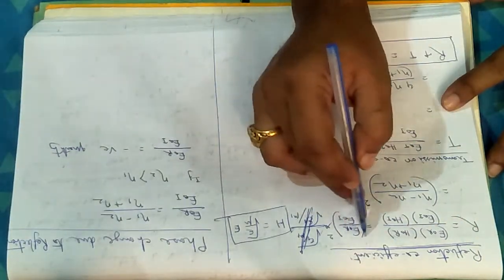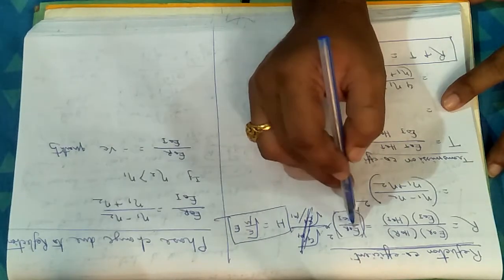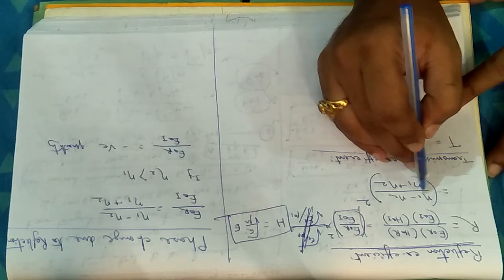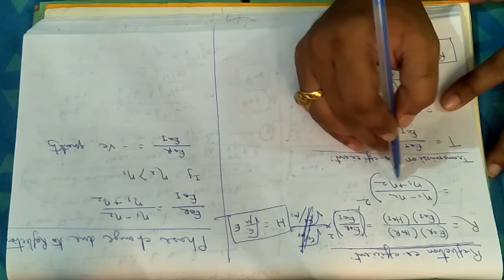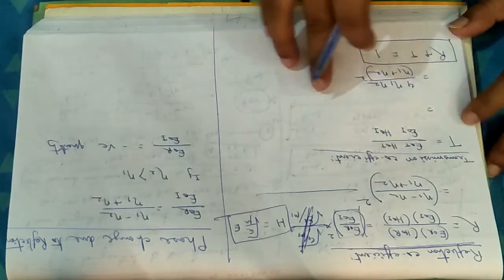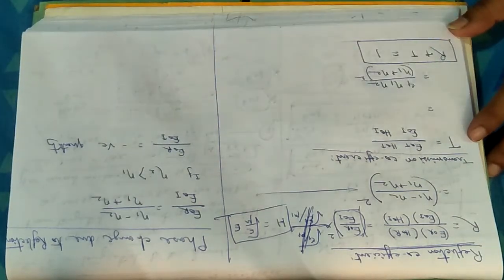Now I know the ratio between E0R and E0I. I have just calculated it. So putting that value, I am getting eta 1 minus eta 2 divided by eta 1 plus eta 2 whole square. This is the value of R. Remember this one. Similarly, you can calculate the transmission coefficient.